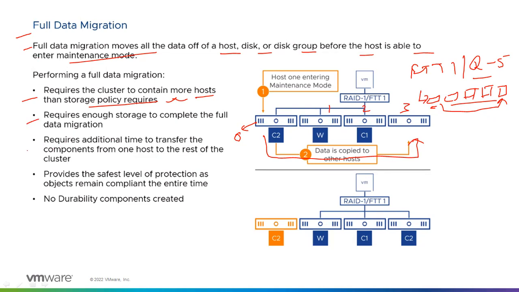Full data migration always requires additional time, because my data is going to be transferred from the disk group underlying one host to the disk group underlying another host. It provides the safest level of protection, as objects remain compliant the entire time. No durability components are created, because we don't need to recreate anything; my entire components are going to migrate to another host. So that's the safest way of putting the host into maintenance mode.